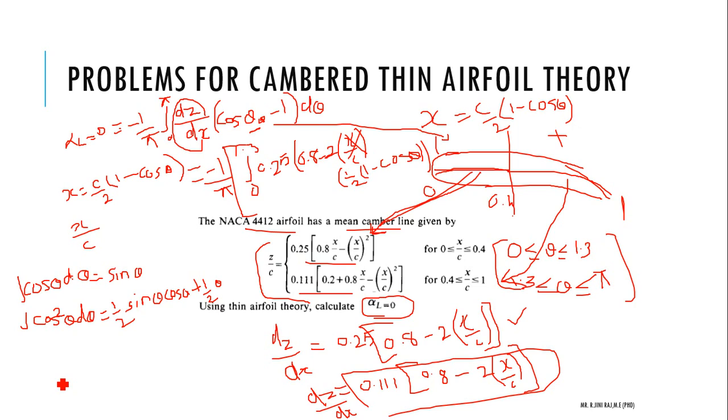So why I am asking you to solve this means no need for answers and all. This is not a GATE sum to find the answers, but you should know how to transform these x by c values into theta, how to insert this equation, that means mean camber line equations. They won't ask like this, but they may give some values for x by c and ask us to find the value of theta. In such conditions you need to apply this and you can find the answers.